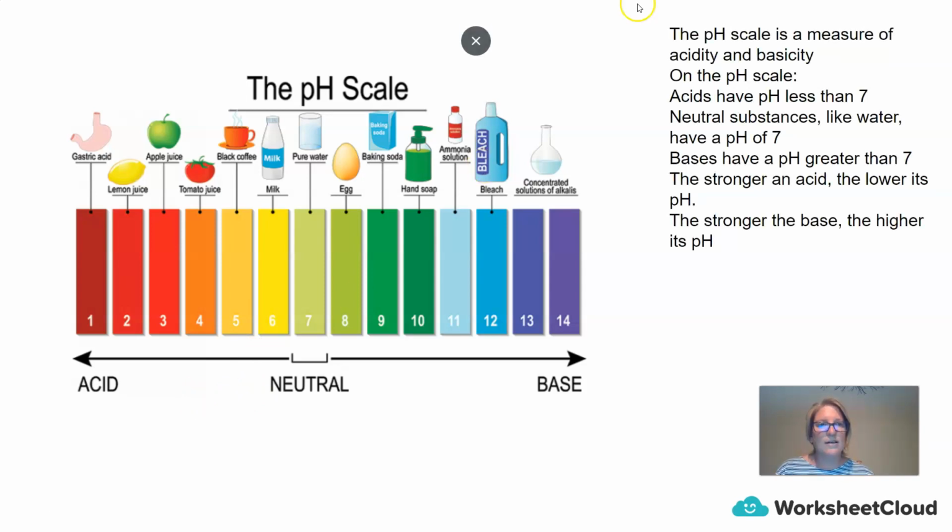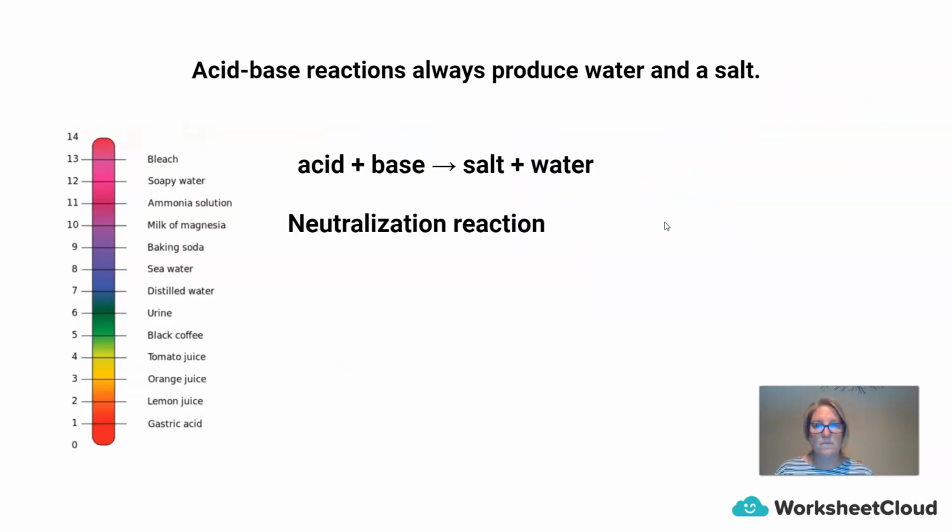So the pH scale is a measure of the acidity or basicity. On the pH scale, acids have a pH less than 7, neutral substances like water have a pH of 7, and bases have a pH greater than 7. The stronger an acid, the lower its pH. The stronger the base, the higher its pH. So acid-base reactions always produce water and a salt. And this is known as a neutralization reaction.